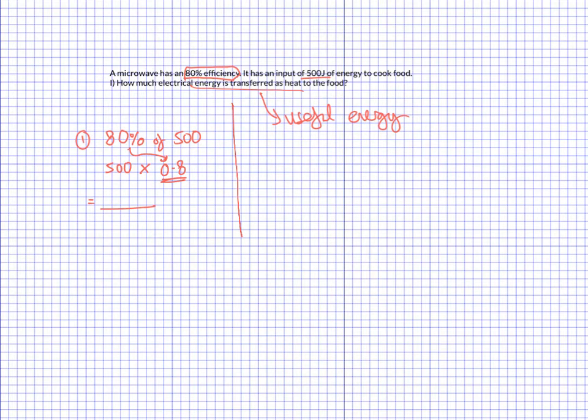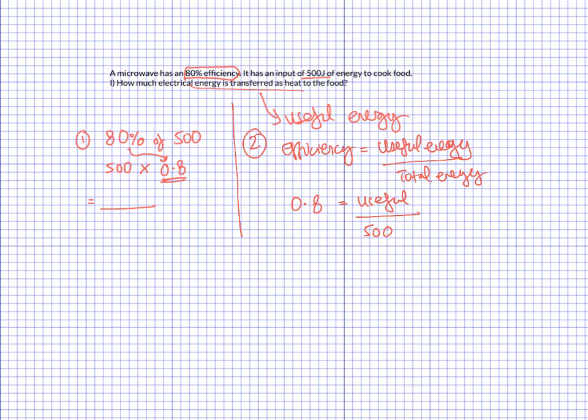Option number 2 would be to use the equation that we used earlier. That's efficiency equals useful energy divided by total energy. We already have the efficiency, so we're going to start putting those numbers in. So that's 0.8 equals the useful energy, we don't know, that's what we're trying to find out, divided by the total energy, which was 500.